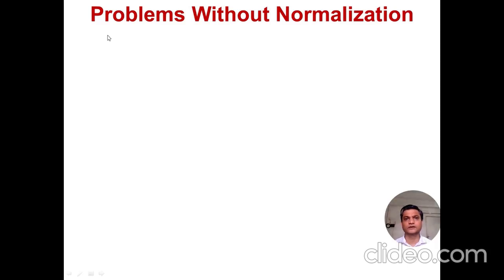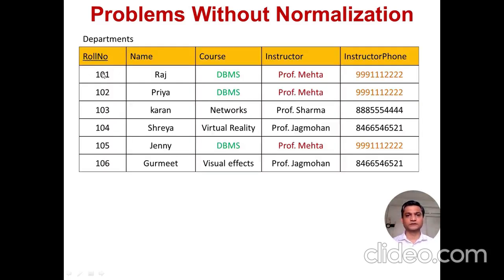Imagine you're building a database for a college. You create a table like this. This table contains information about departments in some college. The relation name is department, and it has the attributes: roll number, name, course, instructor, and instructor phone. Looks fine, right? But wait. Do you see the problem?